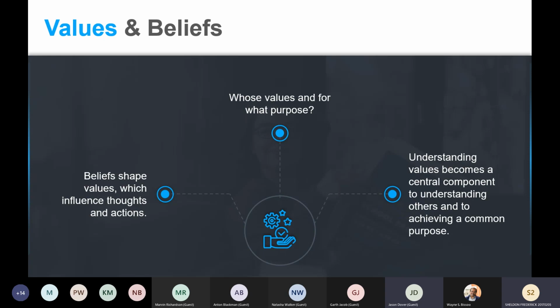Beliefs shape values, which influence thoughts and actions. If you can articulate your values, then you are likely aware of the principles and beliefs that serve as your guides. Each of us has preferences in how we construct our own value systems.